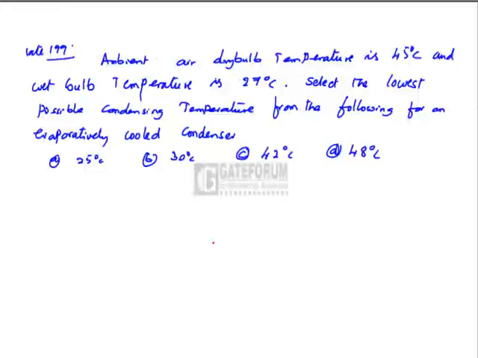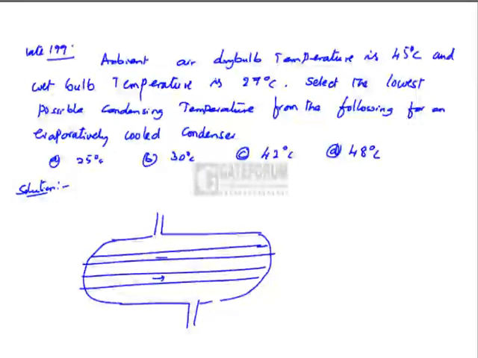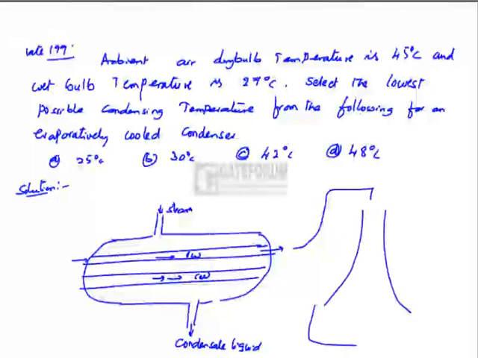To answer this question, first of all we should have an idea regarding the cooling tower. Solution to this problem is given like this. If you take a surface condenser of a steam power plant, the cooling water circulating in the pipes, denoted by CW, extracts heat from the steam. This is condensate liquid, and this cooling water will go to the top of the cooling tower where it gets cooled by the air blown from below.